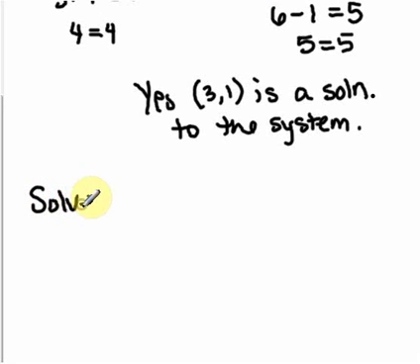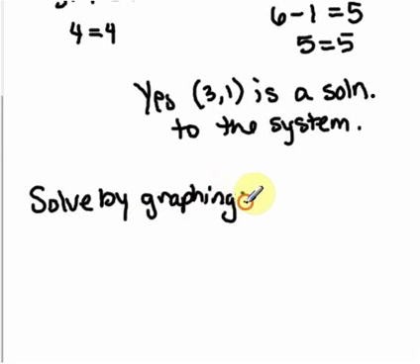Solve the system by graphing. 2x + y = 1 and y = x - 2.